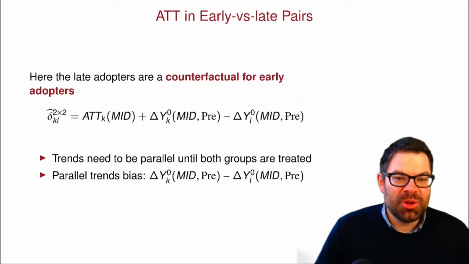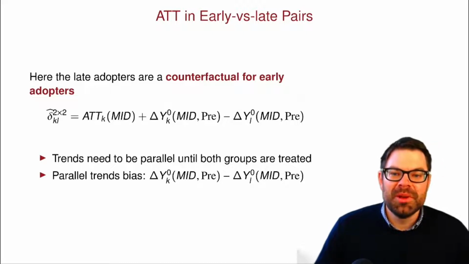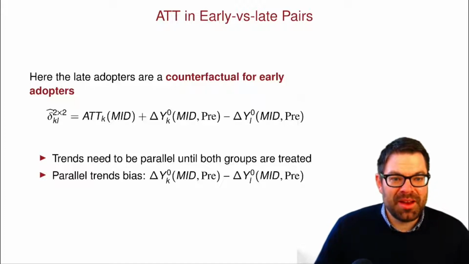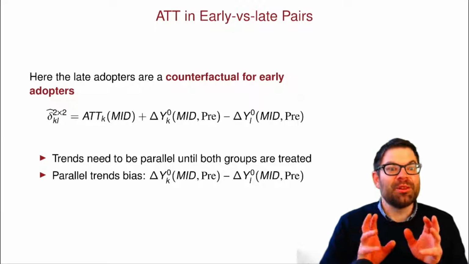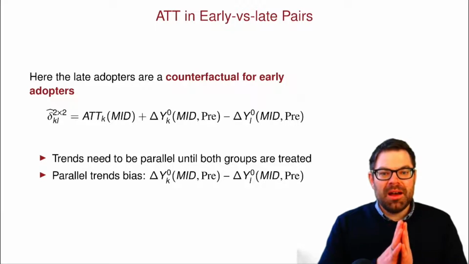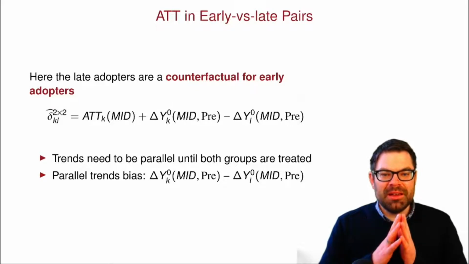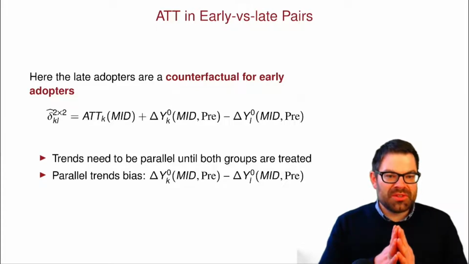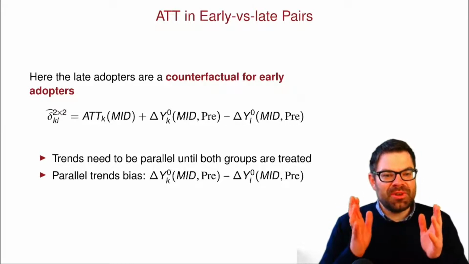Why am I showing you this? I'm showing you this because this is important for thinking about what, again, the 2x2 model identifies, and how we should think about those 2x2 models whereby we have these early versus late comparisons. Okay? So if we have a model where the late adopters are a counterfactual for the early adopters, that's a fairly straightforward case.